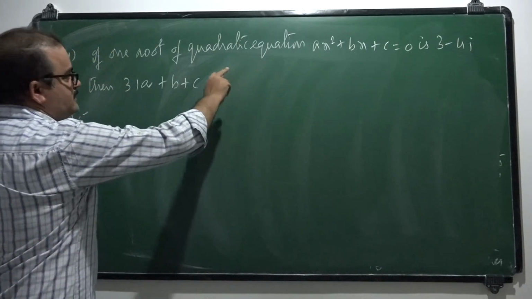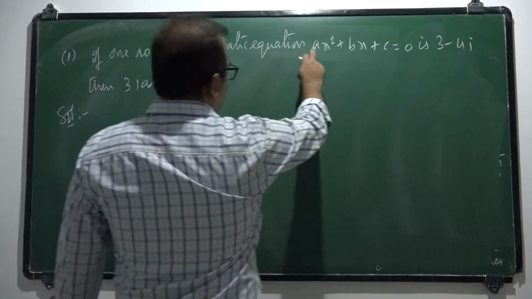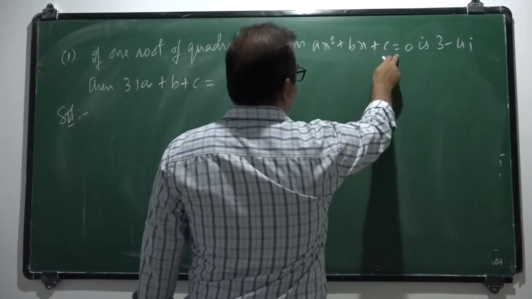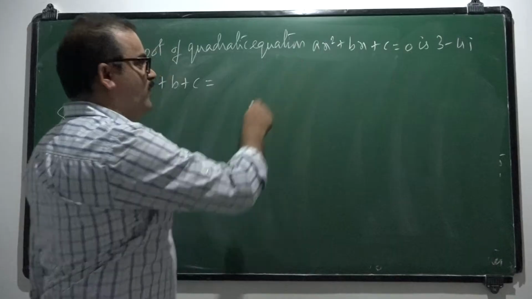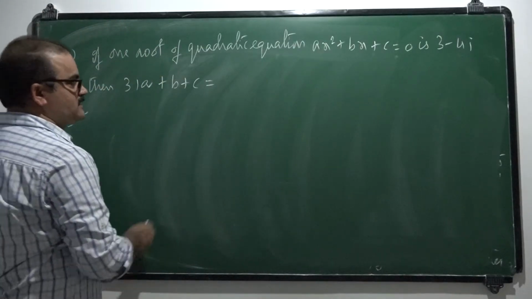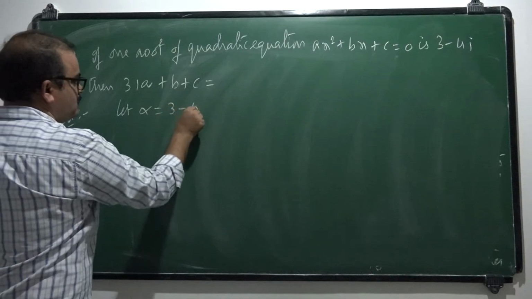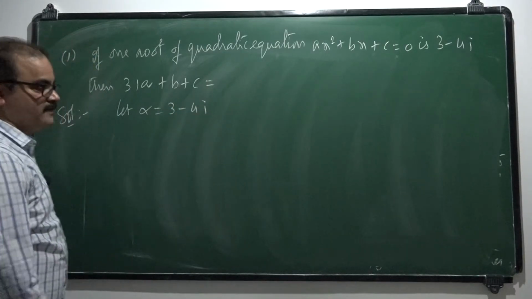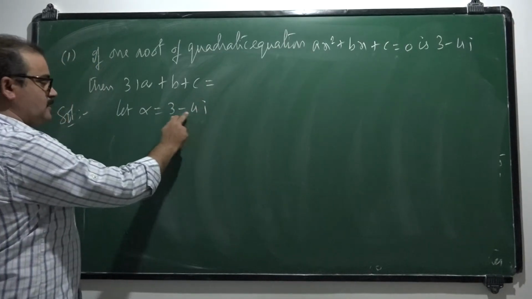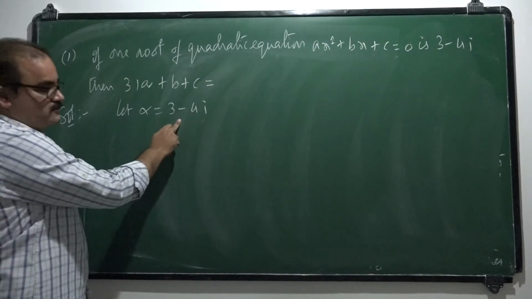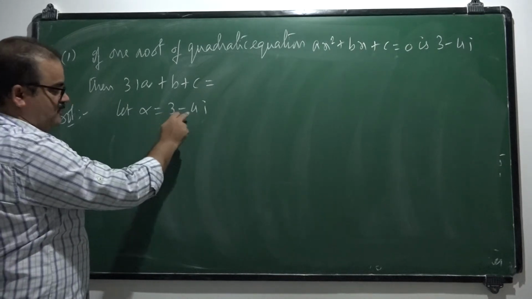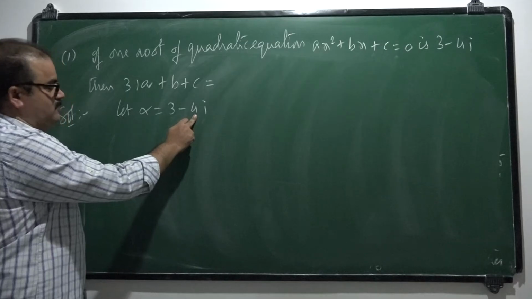Here, what is the given quadratic equation? ax square plus bx plus c is equal to 0. One root is 3 minus 4i. Let alpha is equal to 3 minus 4i. This is one root. Clearly this is a complex root. This is called the real part and this is called the imaginary part.